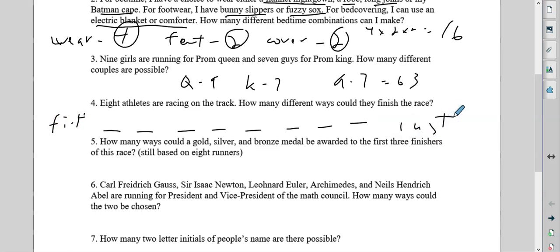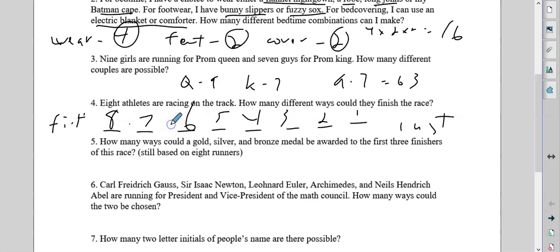How many people are there that could come in first place? Well, there's 8 of them. All 8 have the chance of coming in first. Once someone comes in first, and we're not going to have any ties, now there's only 7 people left to come in second. Once those 2 have finished, there's 6 people left for third, 5, 4, 3, 2, and obviously there's only 1 person that would end up last.